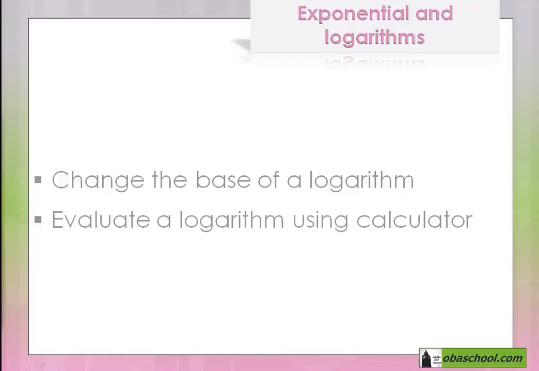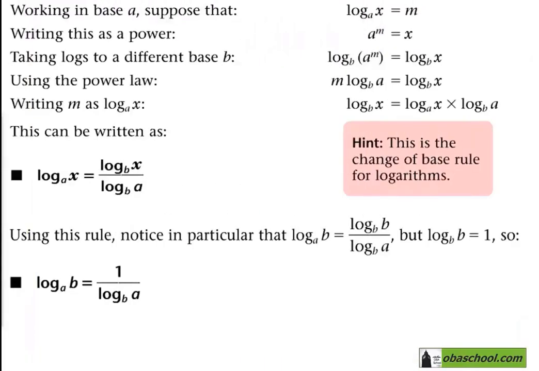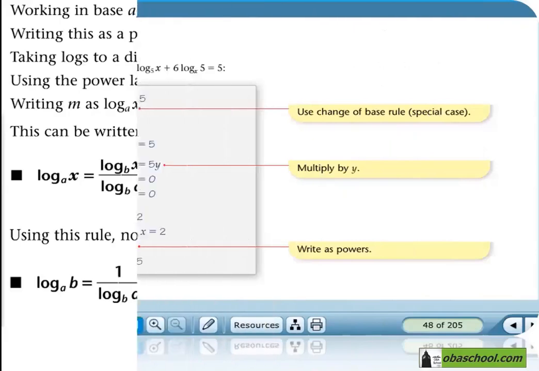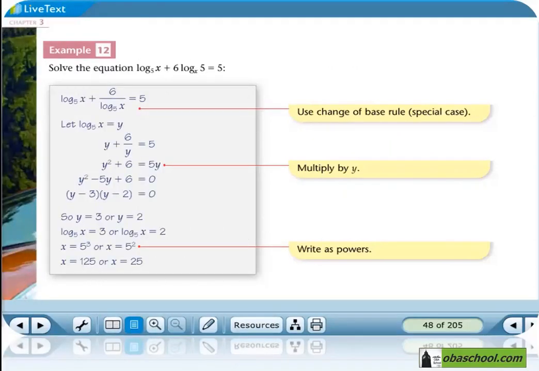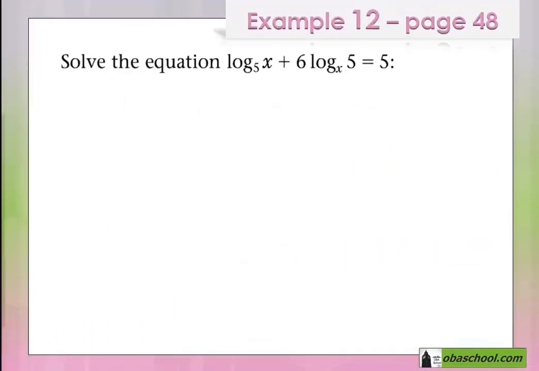Now in this tutorial, we're going to be working on an example where we're going to have to change the base of a logarithm in order to find its value. And so let's go ahead and solve this example using the rule that we have discussed, log b with base a is equal to the reciprocal. Now solve the equation log x with base 5 plus 6 log 5 with base x equal to 5.